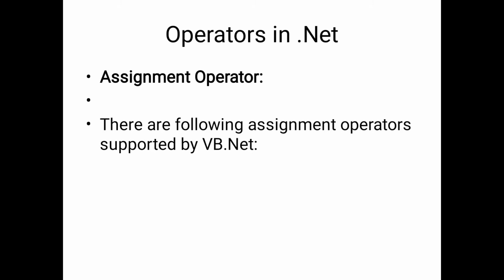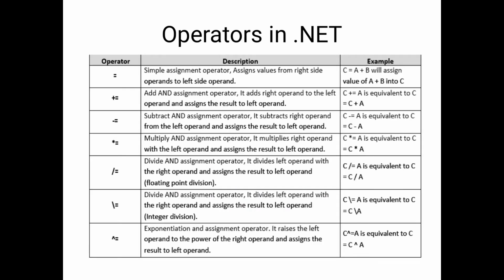So the next operator is the assignment operator. What is the task of the assignment operator? It assigns some value from the right hand side to the left hand side. There are the following assignment operators supported by VB.NET. The first one is the equal to operator. It is a simple assignment operator and it assigns values from right side operands to the left side operand.